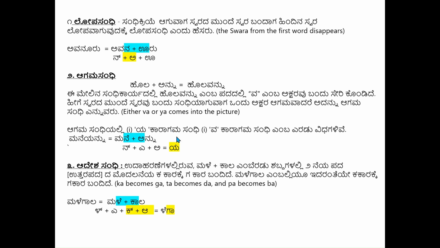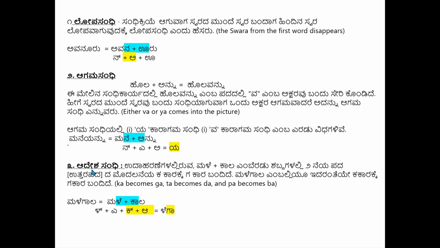And there are two types of Agama Sandhis. One is called Yakara Agama Sandhi and another is Vakara Agama Sandhi. Both are Agama Sandhis, it's just that they are further split into two different types. Here again you will see it is n plus a plus a becomes ya, it becomes Neya. So here again you will see the first word's swara and the second word also a swara, which are part of the sandhi, which then get converted.